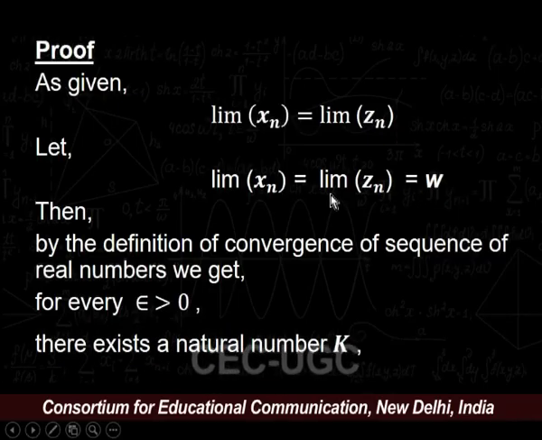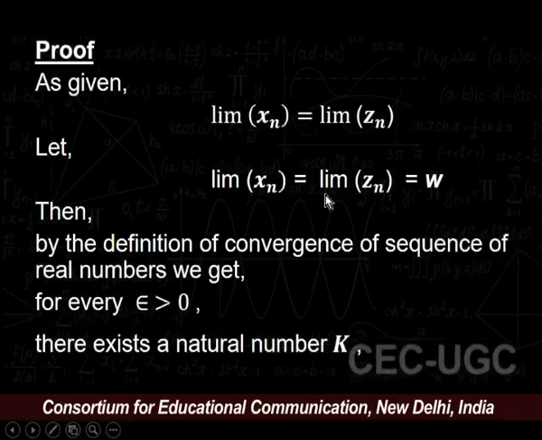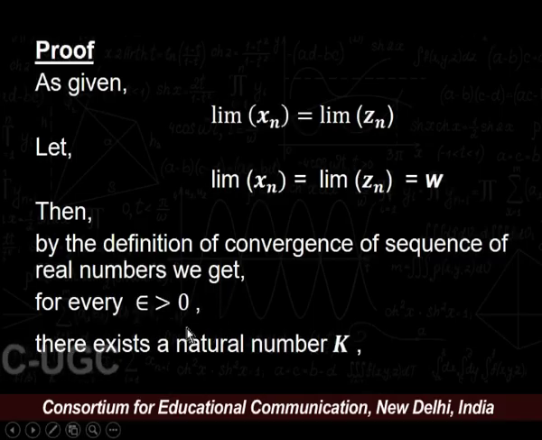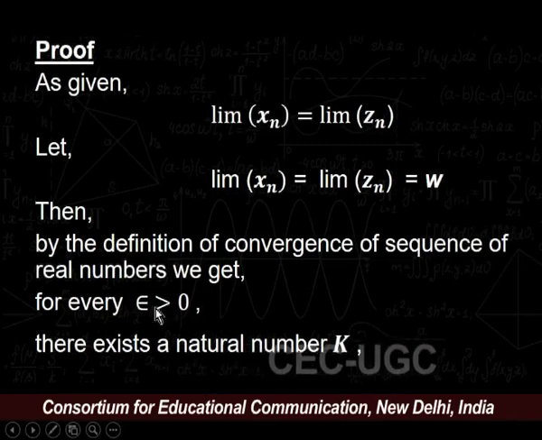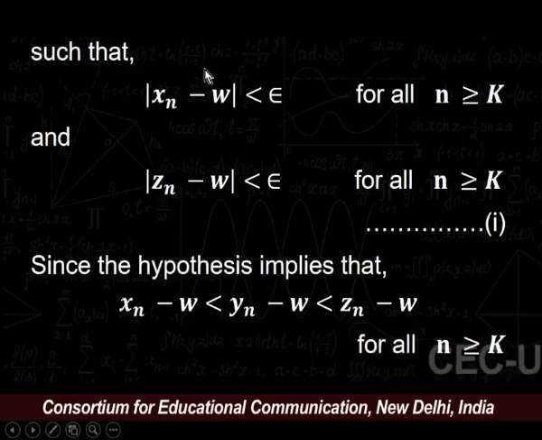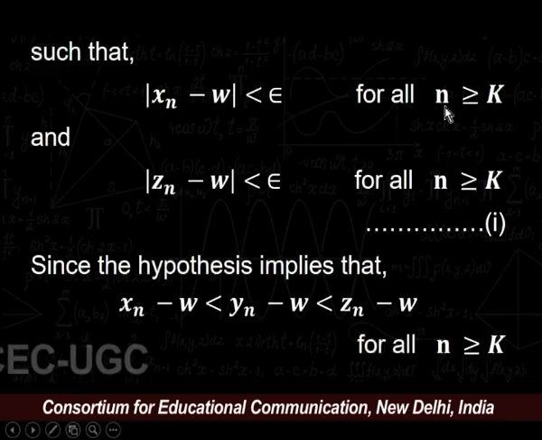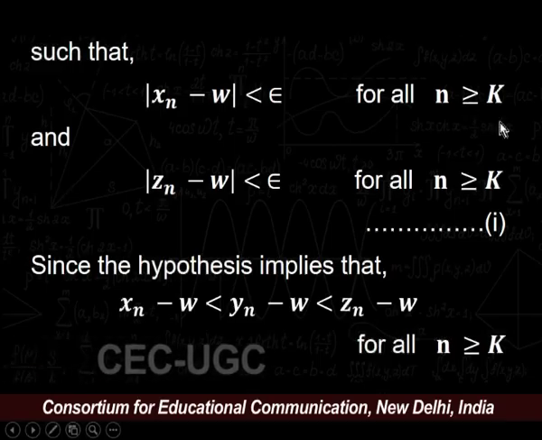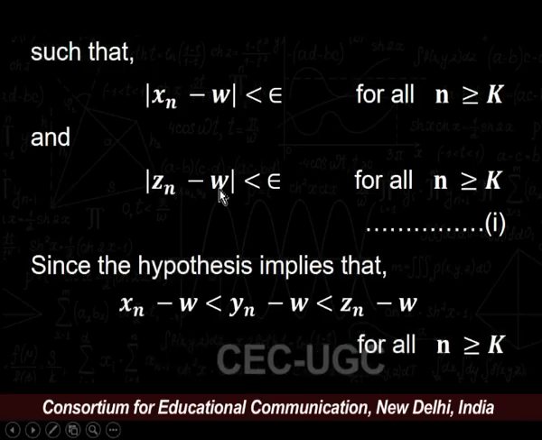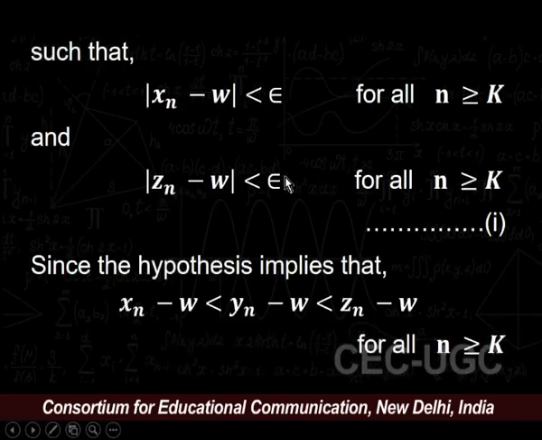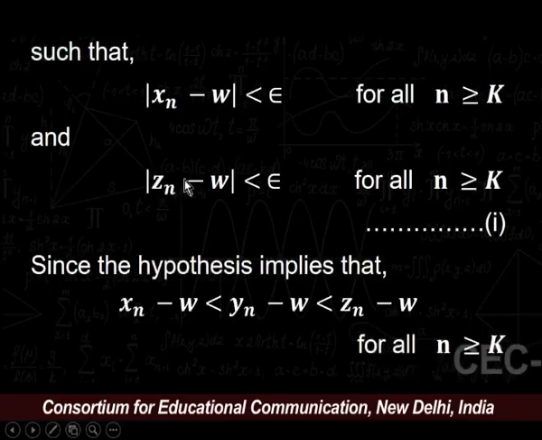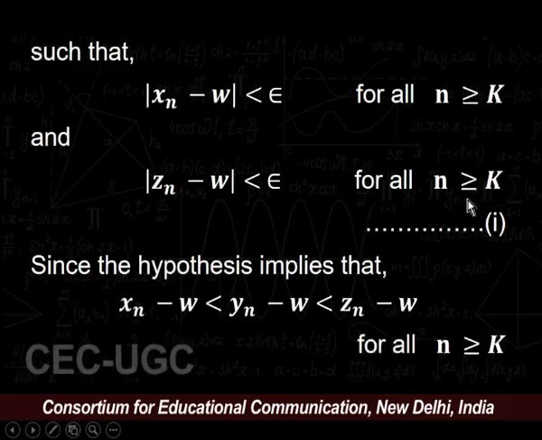Then by the definition of convergence of a sequence of real numbers, we get for every epsilon greater than 0, there must exist a natural number k depending upon that epsilon such that modulus of xn minus w is less than epsilon for all n greater than or equal to that natural number. In a similar way, modulus of zn minus w is less than epsilon for all n greater than or equal to k. Say this is our equation number 1.